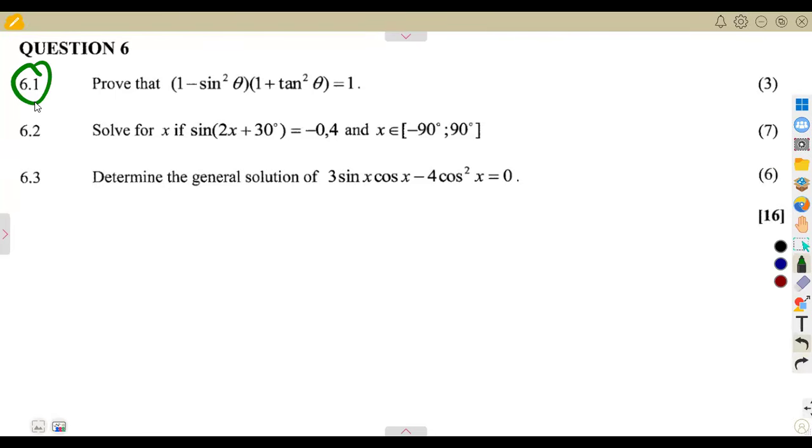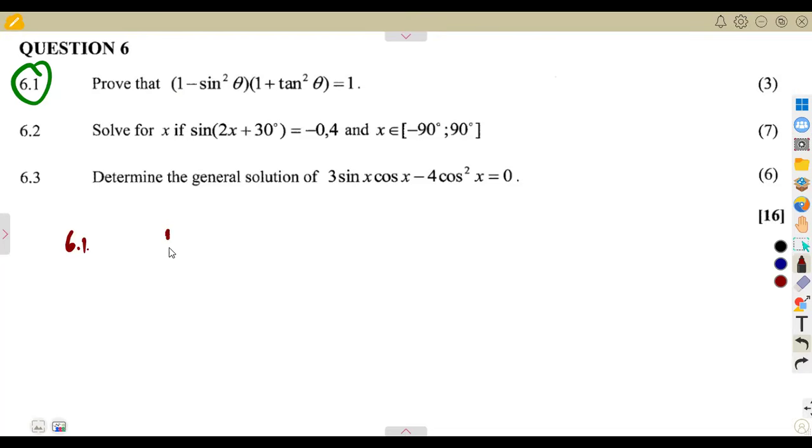6.1, we are given, prove that. It's a prove, like you are given a trigonometric identity there that you are given to prove. What we have on the left-hand side is equal to 1. So whenever you are dealing with trigonometry and you want to prove a certain part that you're given, just try to analyze what you are given. All right, let us see what we are given in this case.